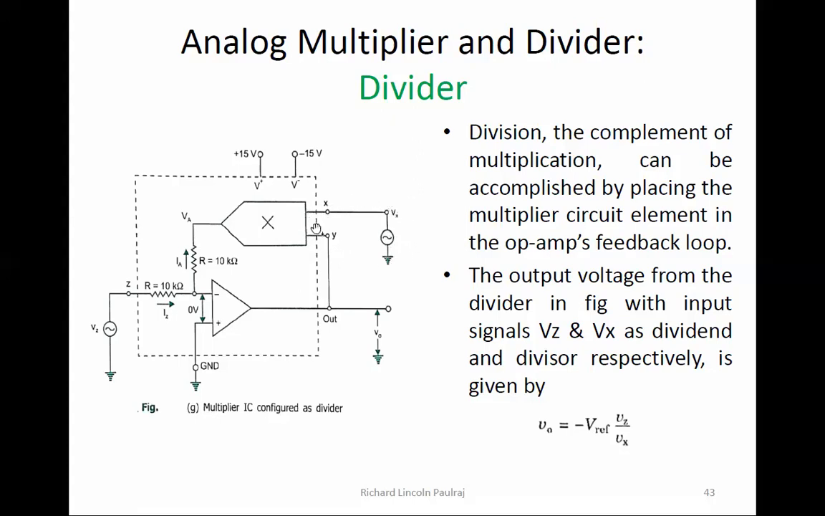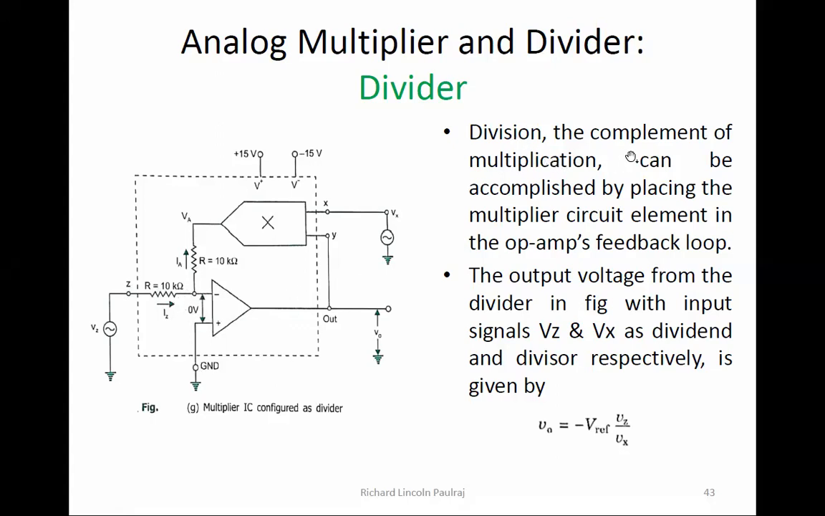So understand it this way: the input for the multiplier is on the right hand side, and the output is towards the left hand side. But for the op-amp, the input is at the left hand side, and the output is at the right hand side. You can see that this is an inverting configuration. The non-inverting terminal is grounded, which means this is also at virtual ground potential.